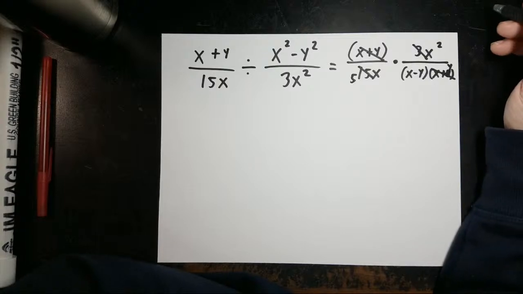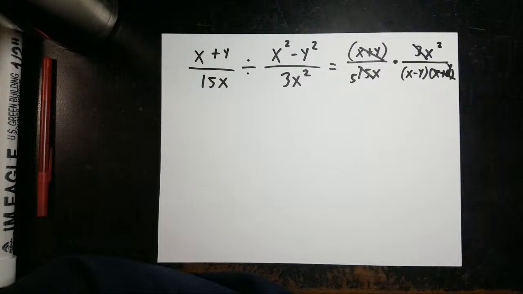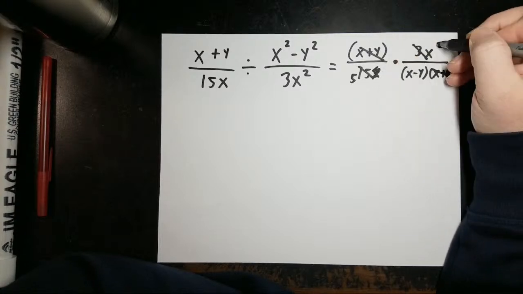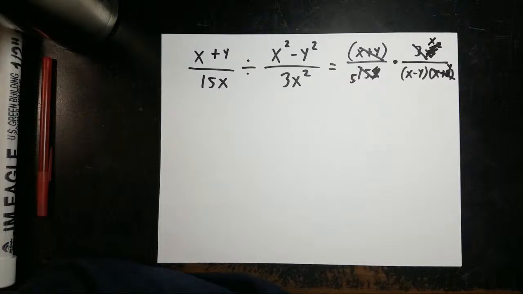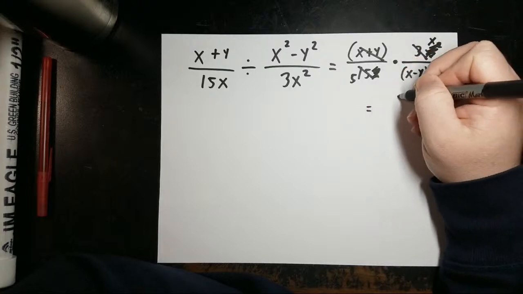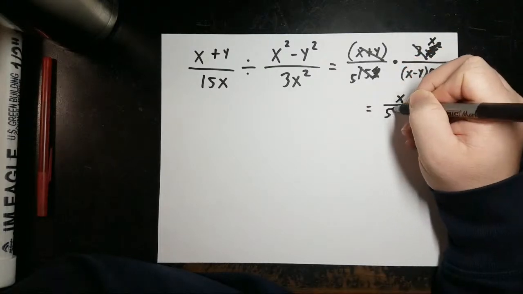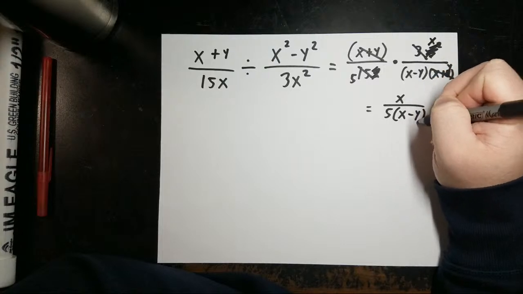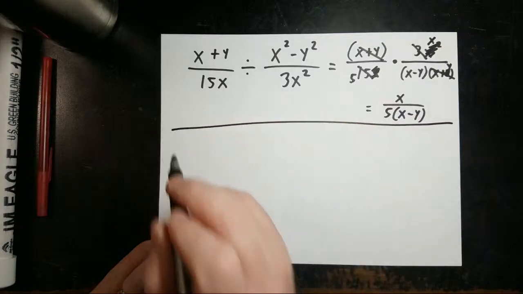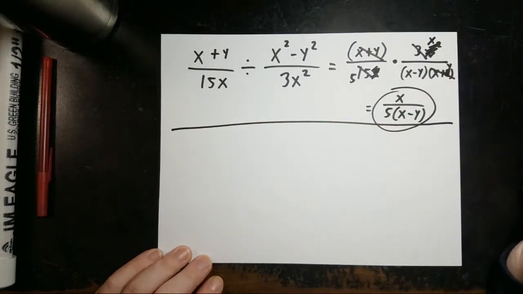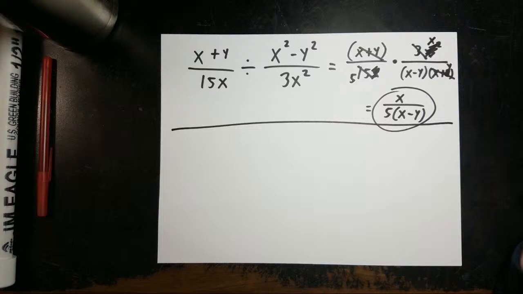There's an x squared on top and an x to the first on bottom. As a result, the x on the bottom cancels. It only cancels out with one of the x's on the top. What we're left with on the top of this answer is just an x, and on the bottom we're left with a 5 times x minus y. You can distribute that 5 if you want to, but it's not necessary. You can leave it just like that.